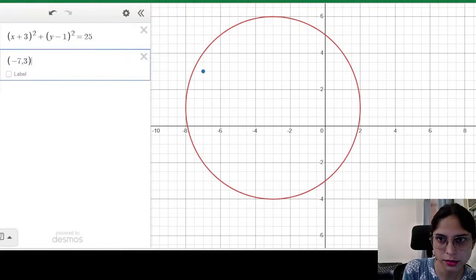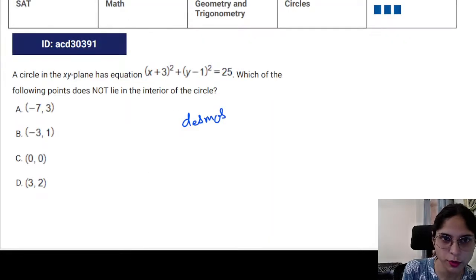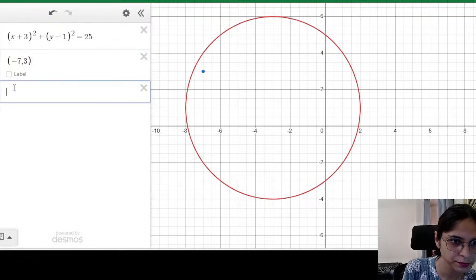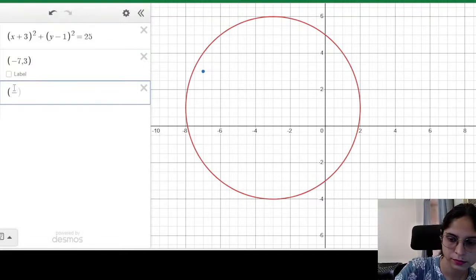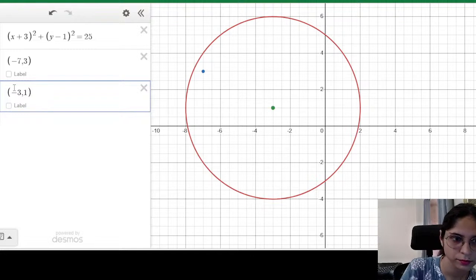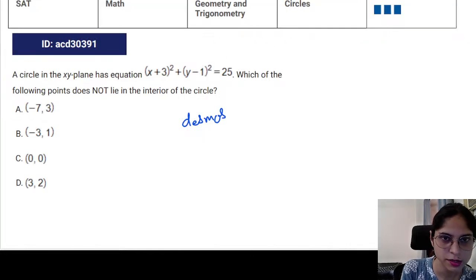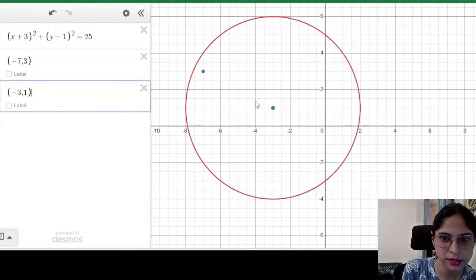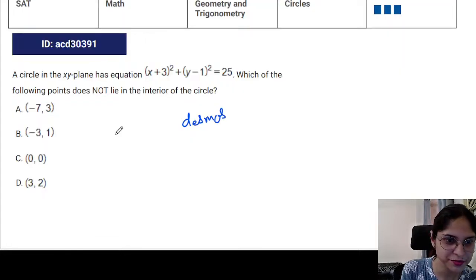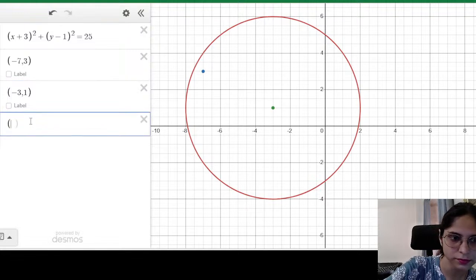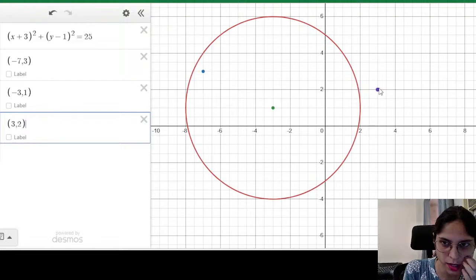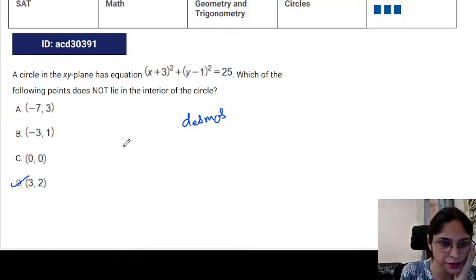It is in the interior. (−3, 1), interior. (0, 0), we can directly see it's in the interior. So it's option D. (3, 2), and you can check as well. So this one is outside. So this is not in the interior. Okay? Yeah, so this one we can't do anything.